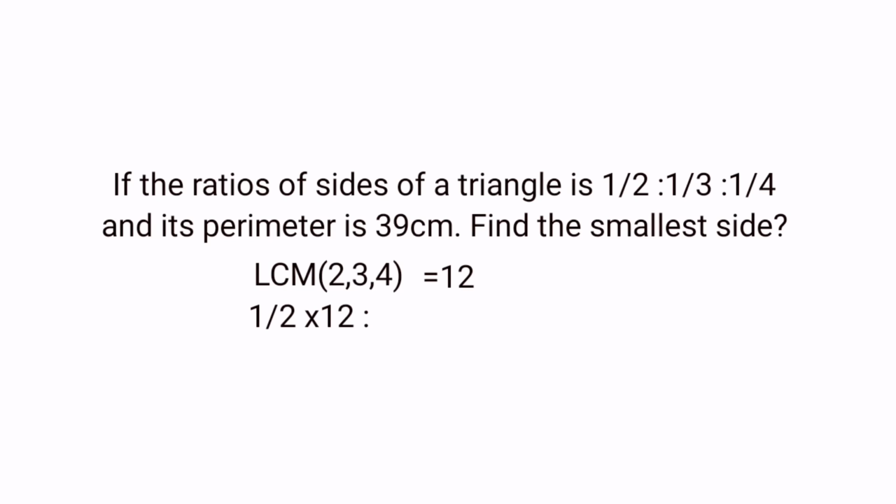Now multiply each fraction with 12. That is 1 by 2 into 12. 2 and 12 can be cancelled. We will get it as 6. Next one is 1 by 3 into 12. 3 into 4 is 12. So 4. And the third one is 1 by 4 into 12. We know that 4 into 3 is 12. So we will get the ratio as 6 is to 4 is to 3.